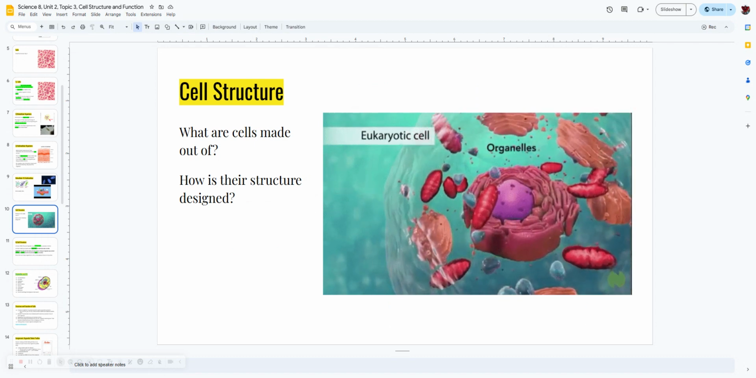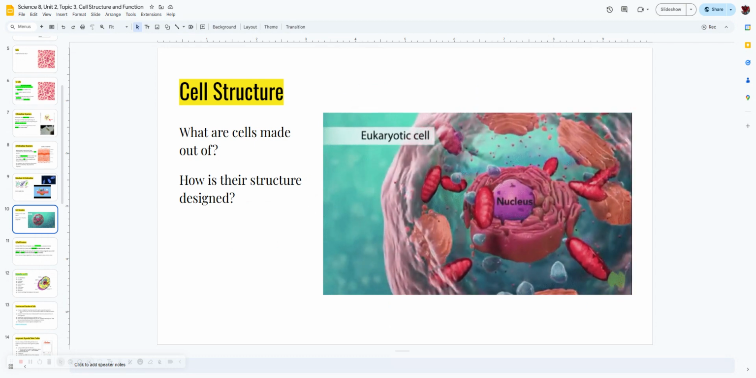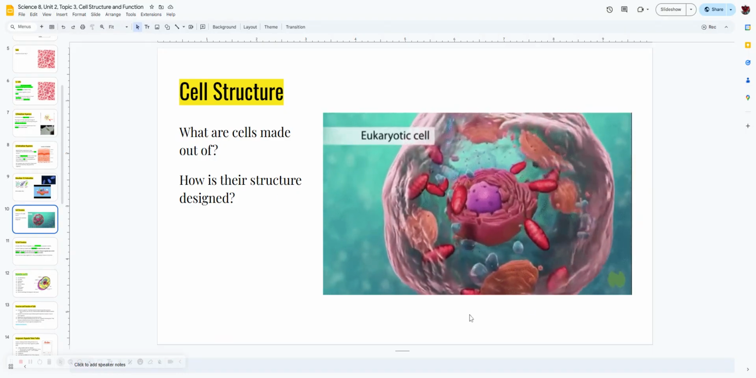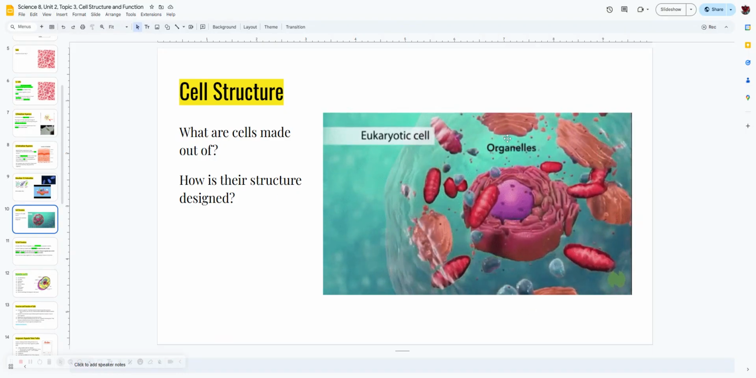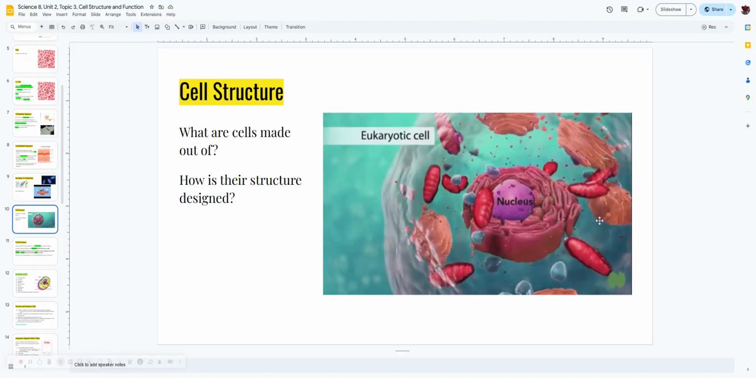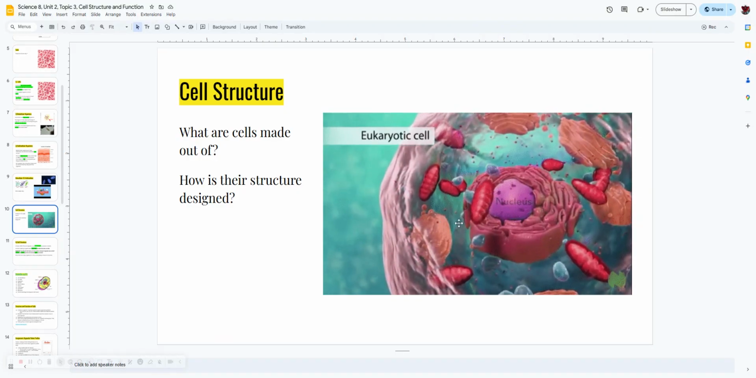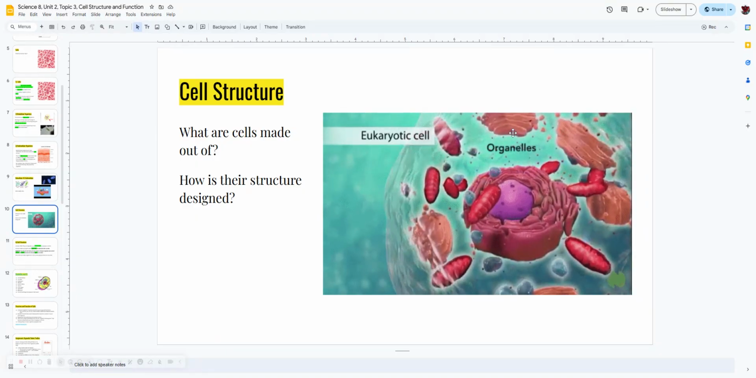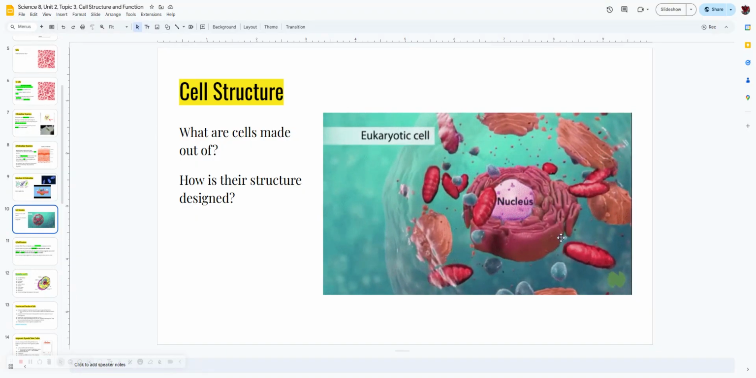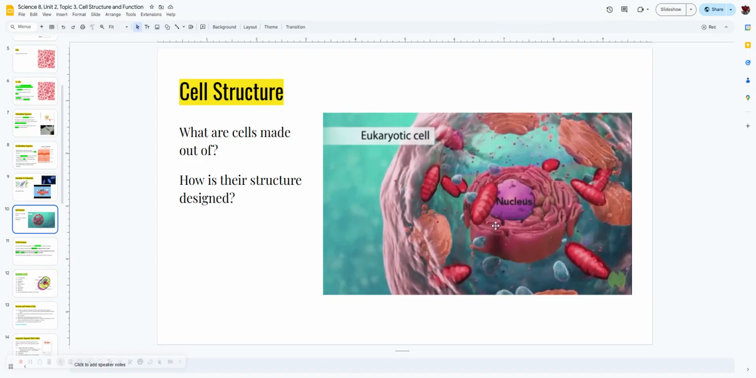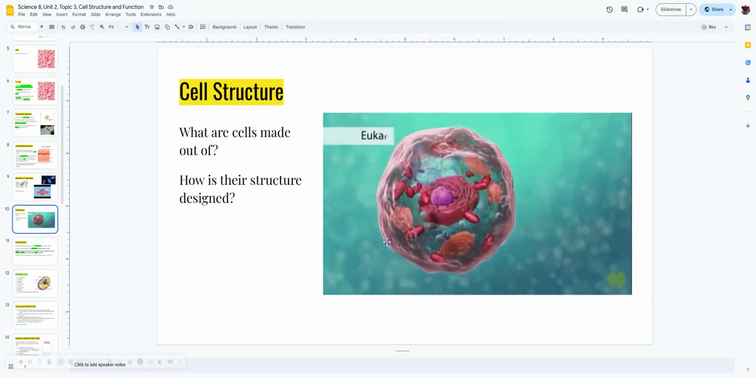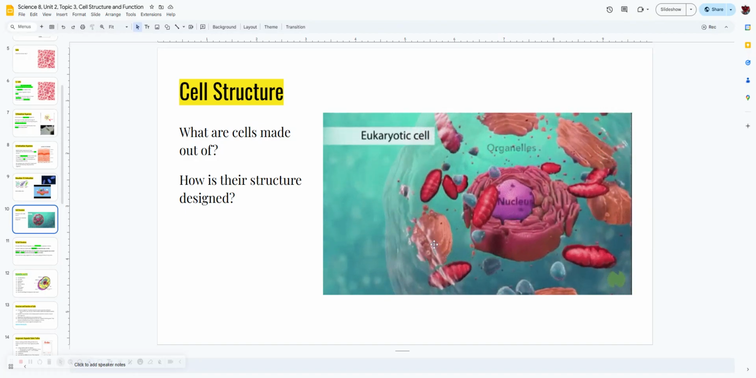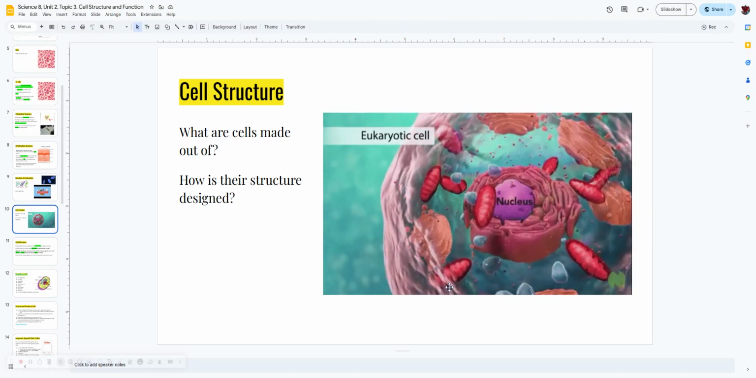Cell structure. So what the heck is a cell? Like, what is a cell made up of? And how is its structure designed? We can see in this little GIF here a representation of a cell. This is computer graphics, right? This isn't a real cell. This is a representation so we can learn. But it's a really good representation of what a cell can look like. Cells can look really different than this too. But this is just one representation of what a cell looks like.